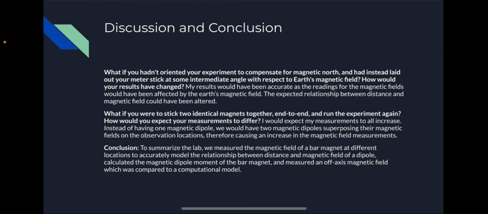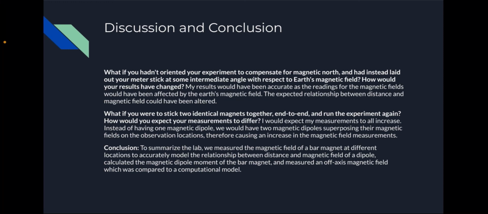Discussion and conclusion. The first discussion question says, what if you hadn't oriented your experiment to compensate for magnetic north and had instead laid out your meter stick at some intermediate angle with respect to Earth's magnetic field? How would your results have changed? My results would have been less accurate, as the readings for the magnetic fields would have been affected by the Earth's magnetic field. The expected relationship between distance and magnetic field could have been altered.